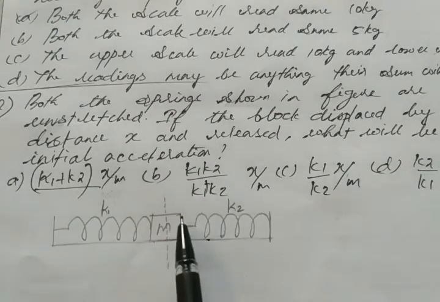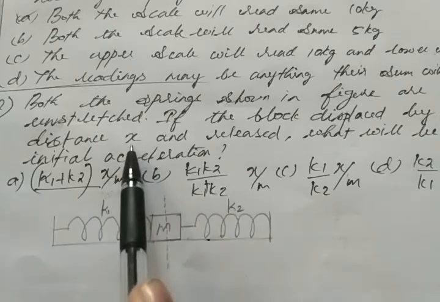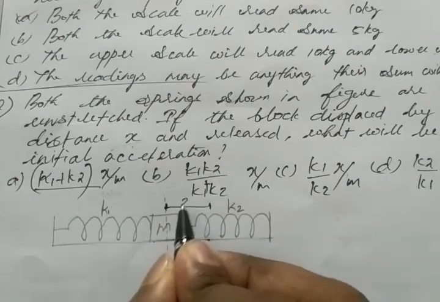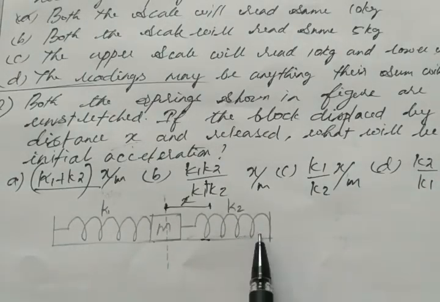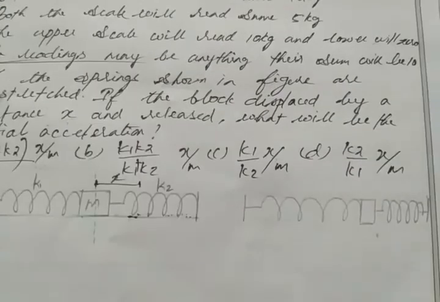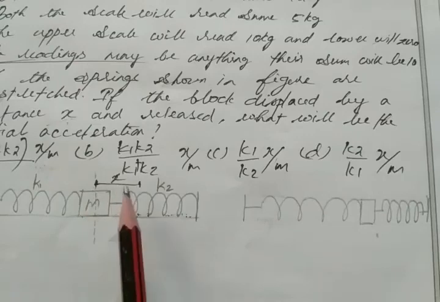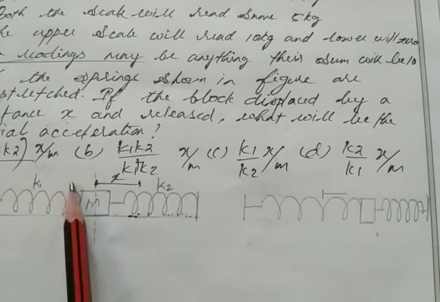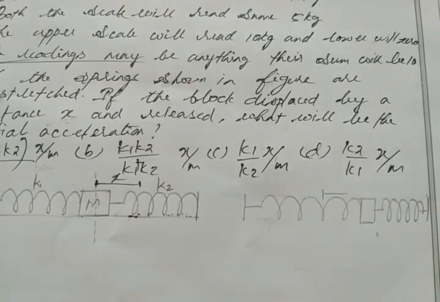This mass is displaced by a certain distance x. Okay, so I move this mass by x. So what will happen to this spring? This spring is compressed, right? Then what will happen to this spring? Just think about it. This spring is elongated towards here. So here the spring looks like this. When I move the mass from here to here, what will happen? This spring is elongated by x distance and this spring is compressed by x distance.